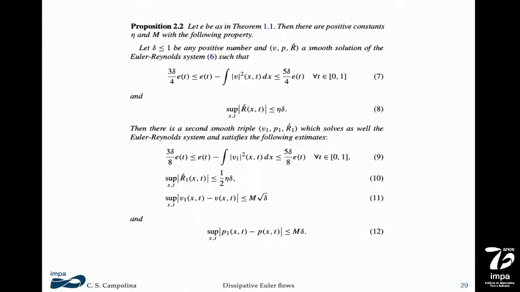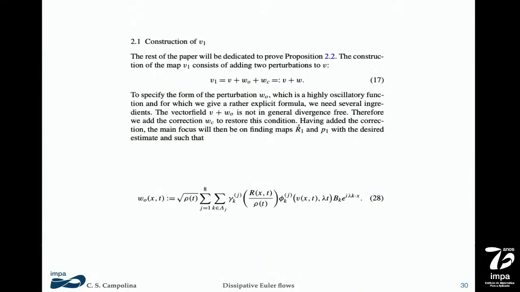Okay, so we need to prove this proposition. And this is the difficult part, because it's constructed by hand. So how do they do that? They consider V1. We have a triple V, P and R, and we are going to construct V1. So V1 is obtained from V by adding two parts.